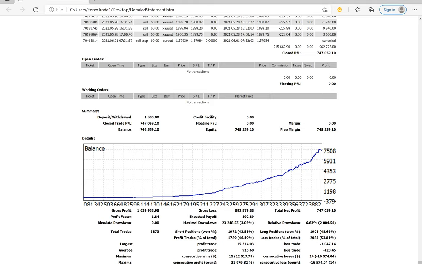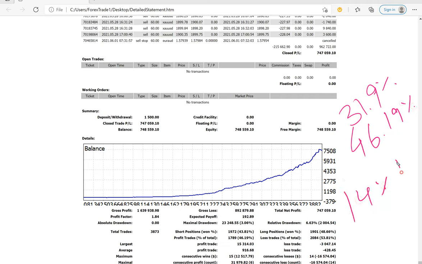And this account's risk reward ratio is 1:2.213. This is the risk reward of this account, and also the current accuracy of this account is 46.19. You can see here the accuracy rate 46.19, and the break even for this account is 31.9%, but our current accuracy is 46.19, which is 14% higher than the actual accuracy required for this account to grow more profit.